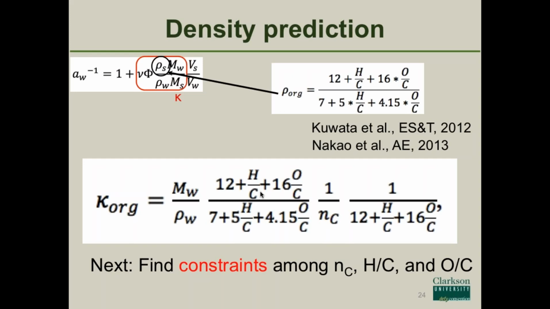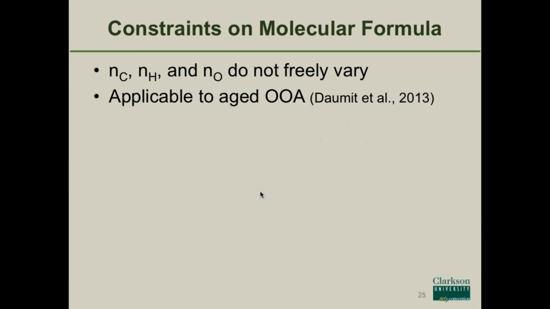but these three are not freely movable variables. They are not totally independent knobs. Molecules have to have some constraint depending on the functional group. So the next goal is to find some reasonable constraint. Carbon, hydrogen, oxygen are not really freely movable values, and there has to be a constraint applicable to aged organic aerosol. I got these constraints from some recent literature. One approximation is that oxygen in aged organic aerosol exists either as hydroxyl group or carbonyl.